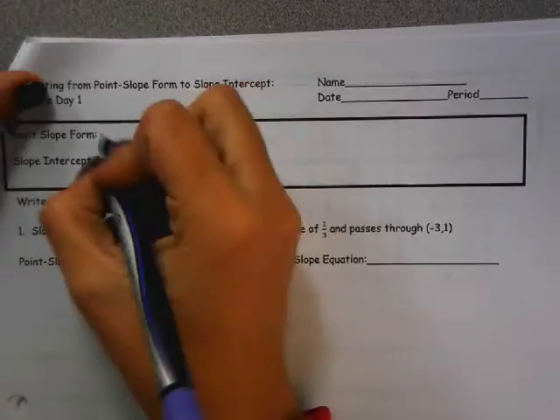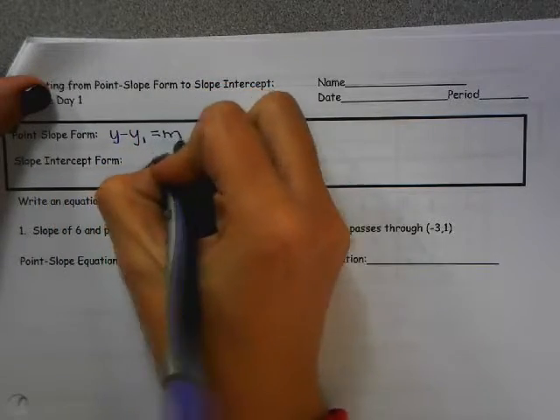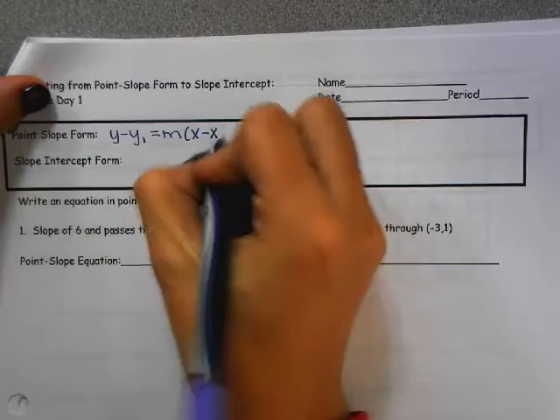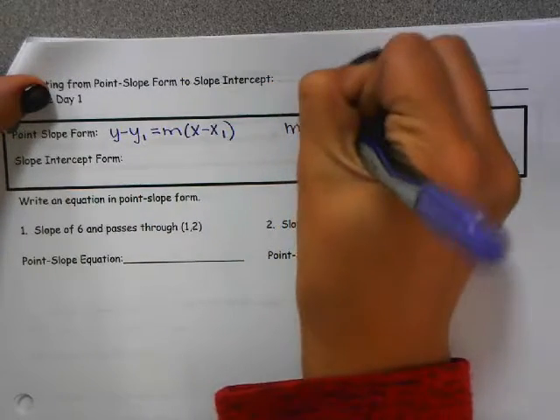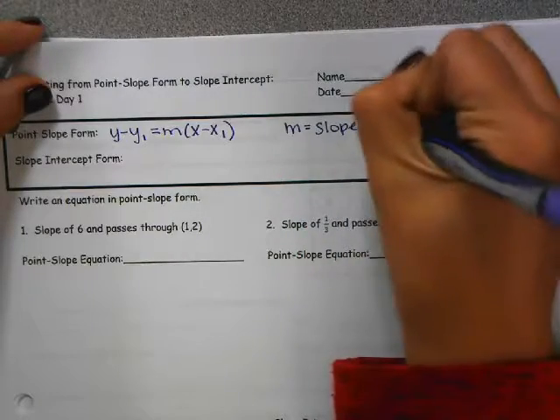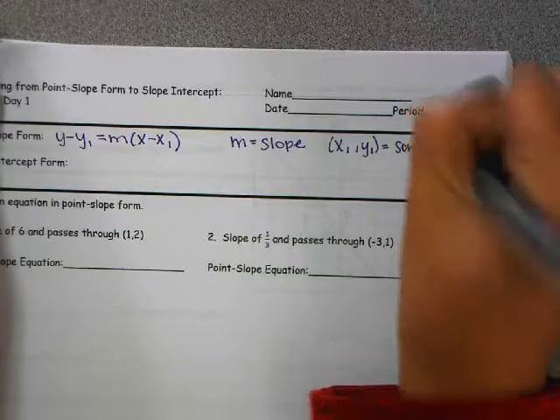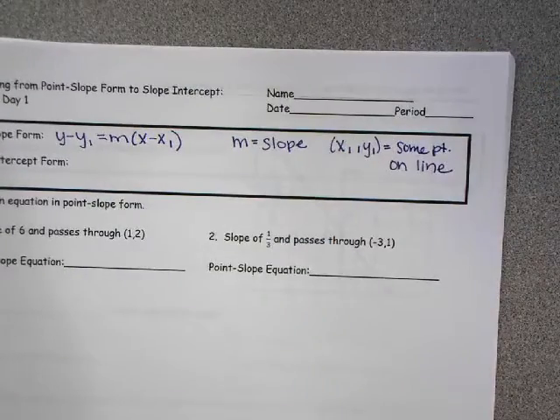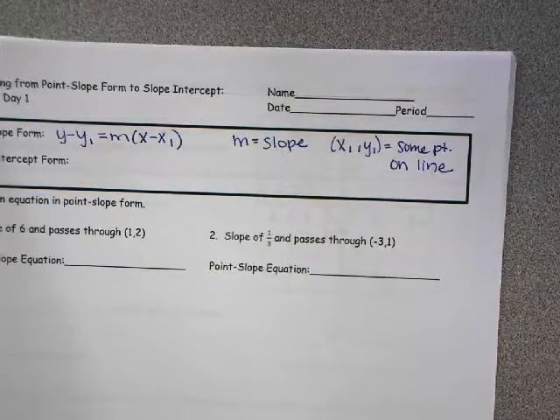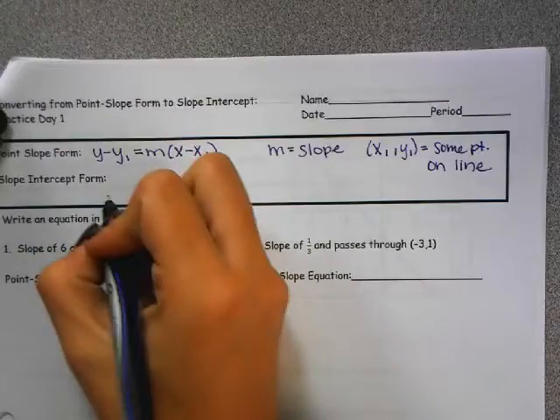Alright, so if you remember, point-slope form is y minus y1 equals m times x minus x1, okay? Remember, m is your slope, and x1, y1 is just some point on the line, okay? So this is all the stuff that we have looked at, that we have experience with. We've done this, okay? Today we're looking at slope-intercept form.